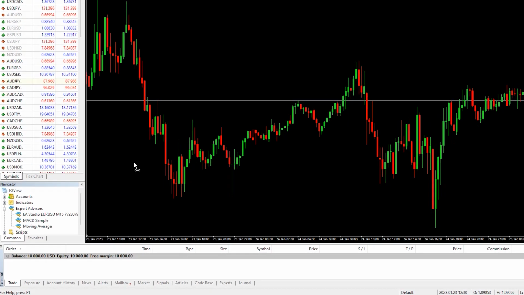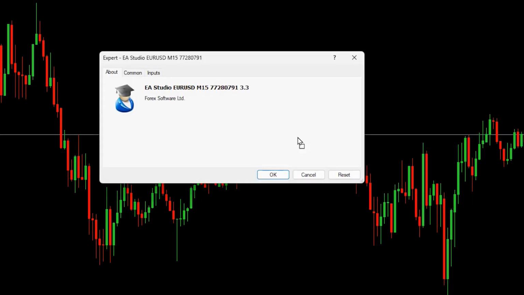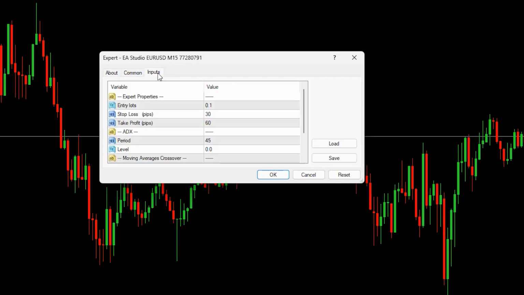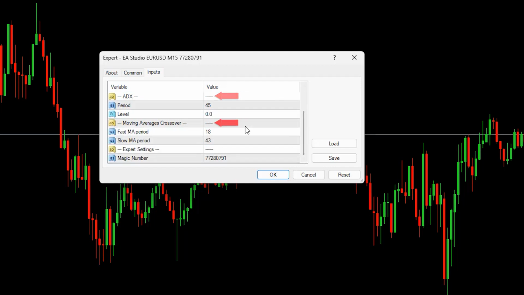Once the chart stops moving, it means you loaded all bars available, and now you have the maximum bars that your broker offers. After that, drag and drop the expert advisor over the chart and you will see the expert advisor's inputs. From the entry lot you can modify how much you want to be trading. We have the stop loss and the take profit, the ADX and the moving averages parameters.